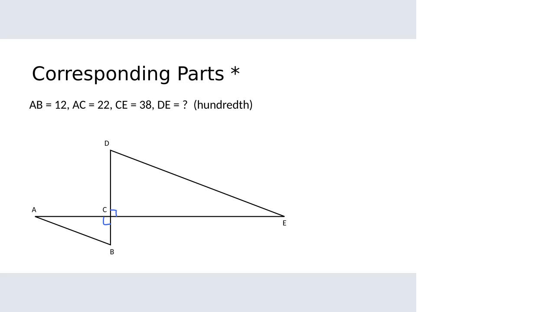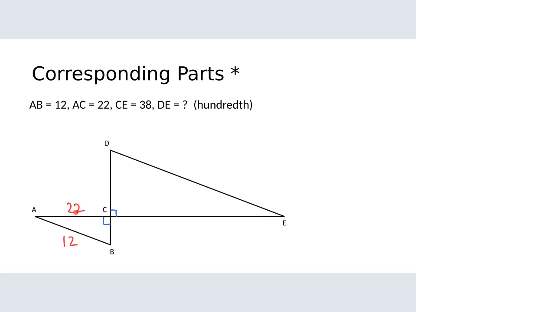Let's see where we are on this one. All right, unanimous. Really good day today on the polling. That's fantastic. All right, the first thing I'm going to do here is go ahead and label these side lengths. AB is 12, AC is 22. Well, that's a little goof I can see in my example.